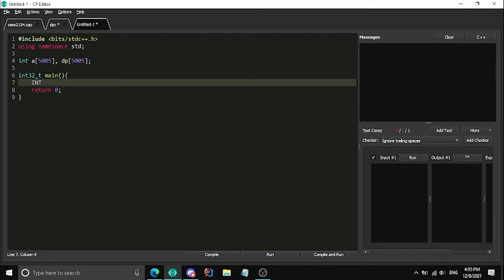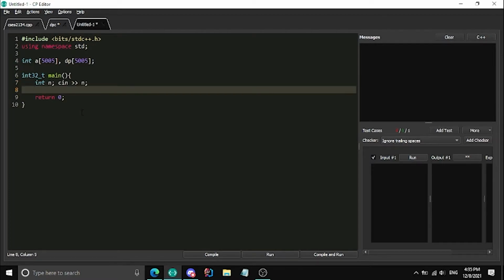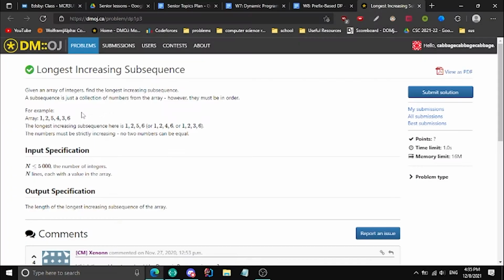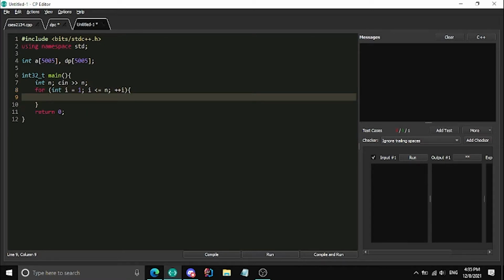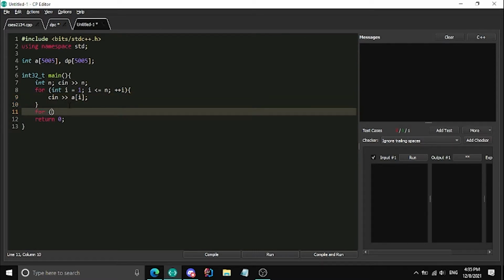Okay, so why do I have caps on? I'm going to take an input of n. Do I do it all in one? Nah, I won't. Okay, so we don't need this. We could just do this in one for loop, but I'll just separate it so it's clear.